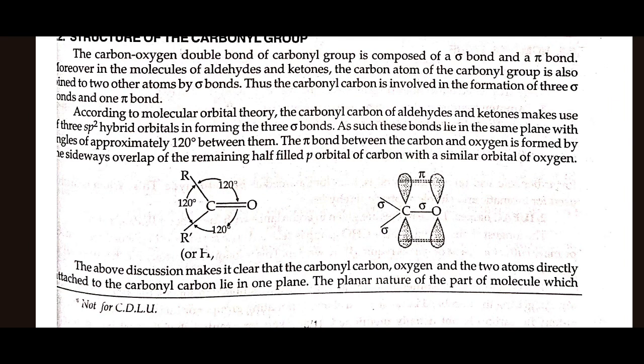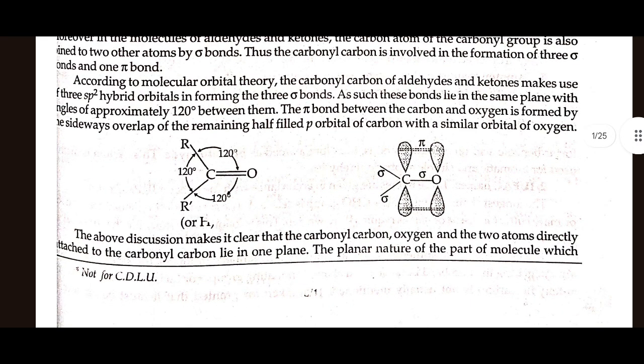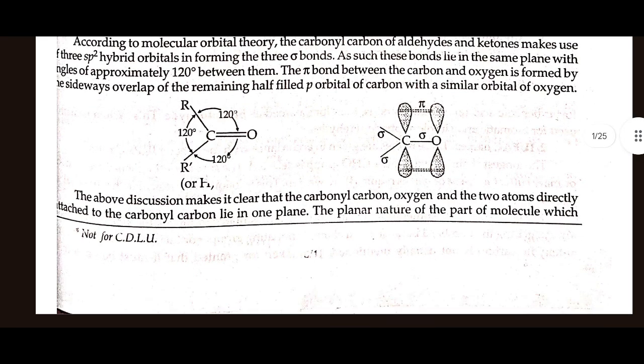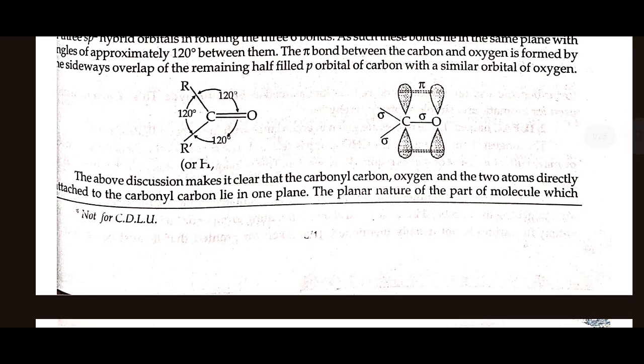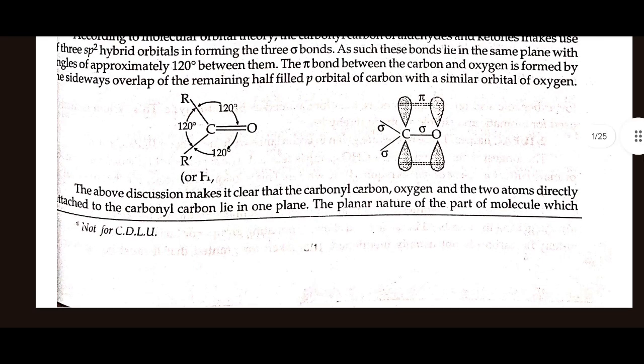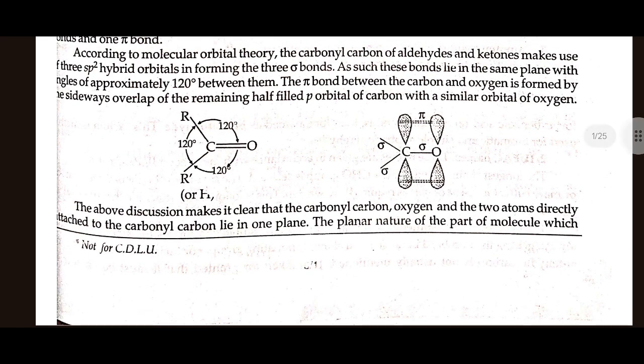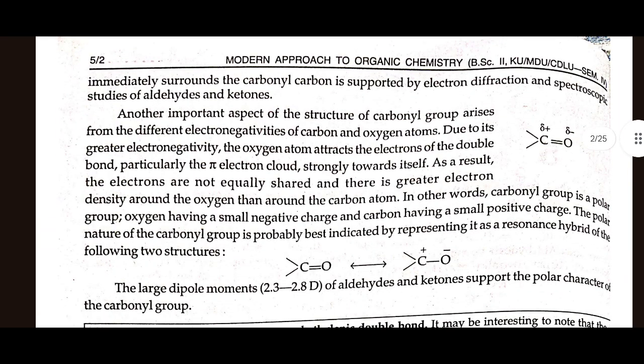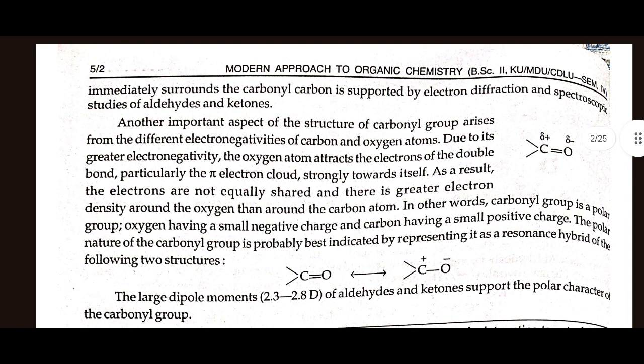The pi bond between the carbon and oxygen is formed by the sideways overlapping of the remaining half-filled p orbital of carbon with the similar orbital of oxygen. The above discussion makes it clear that the carbonyl carbon, oxygen and the two atoms directly attached to the carbonyl carbon lie in one plane. The planar nature of the part of the molecule which immediately surrounds the carbonyl carbon is supported by electron diffraction and spectroscopic studies of aldehydes and ketones.